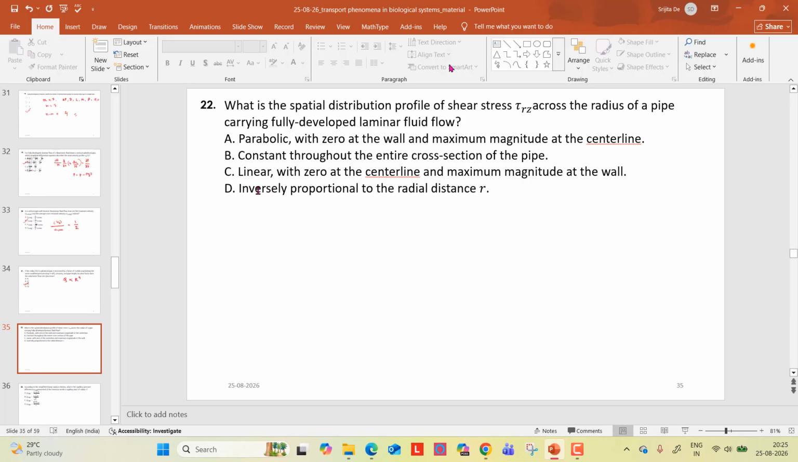What is the spatial distribution profile of shear stress across the radius of a pipe carrying fully developed laminar fluid flow? So it is parabolic. No, it is not parabolic. It will be constant throughout the entire cross section of the pipe. It is also not true. Linear with 0 at the center line and maximum magnitude at the wall. I have shown you that. So it is like this.